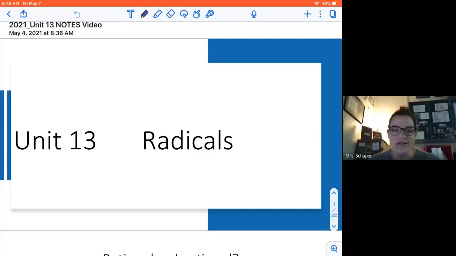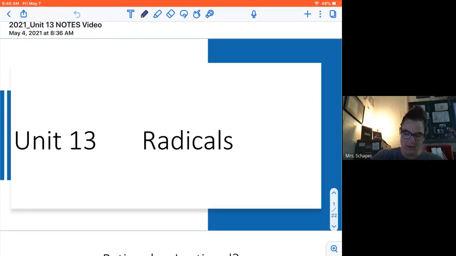Hey, mathematicians, we're going to be starting Unit 13 today. This unit is going to be just a short unit. We've got 3 sections and then our quiz on Friday, so it's meant to be super short. We're just going to be touching on radicals today.